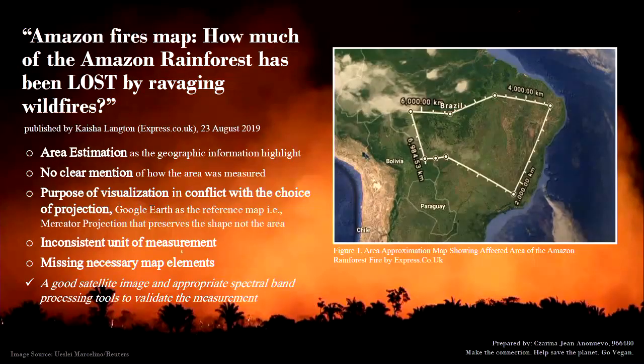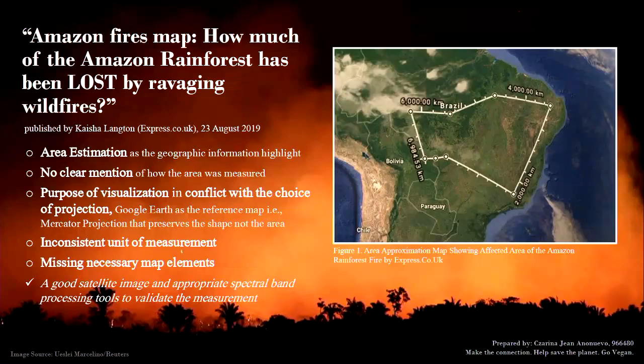Hey guys, the title of my article is Amazon Fires Map: How Much of the Amazon Rainforest Has Been Lost by Ravaging Wildfires, the same as the previous one, published by express.co.uk on 23rd August 2019. Basically these are the essentials from the review. Area estimation is the geographic information highlighted through the map that they have created.